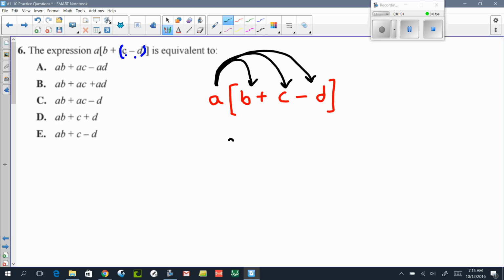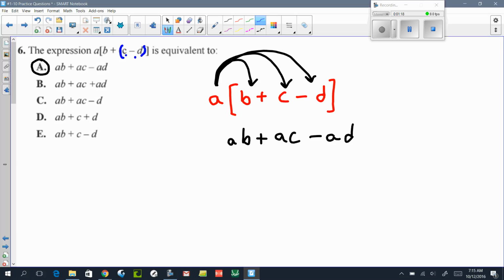So AB plus AC minus AD. So we'll have AB plus AC minus AD for the answer of A.